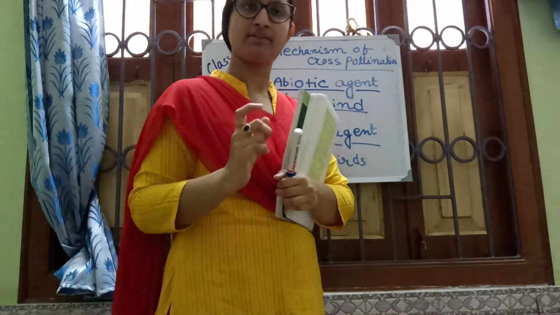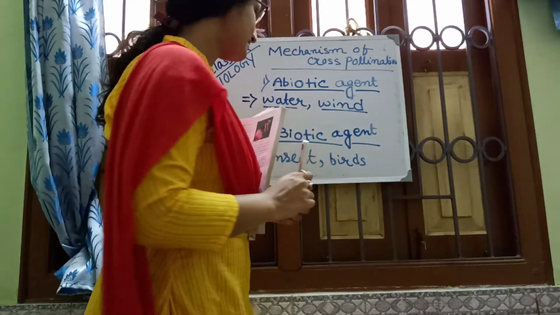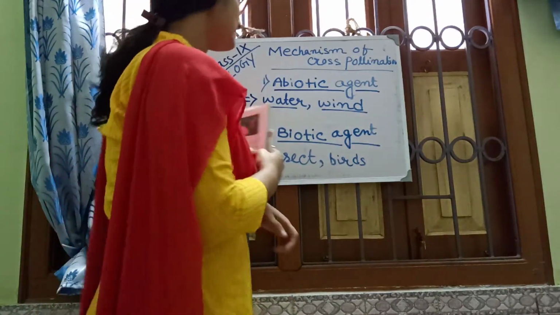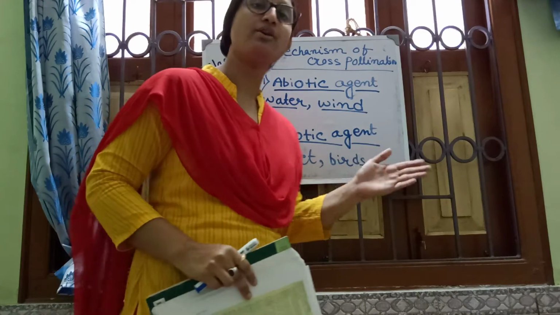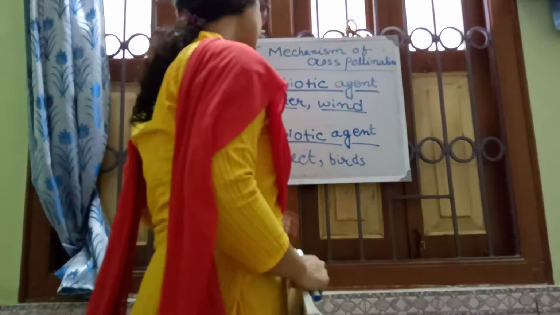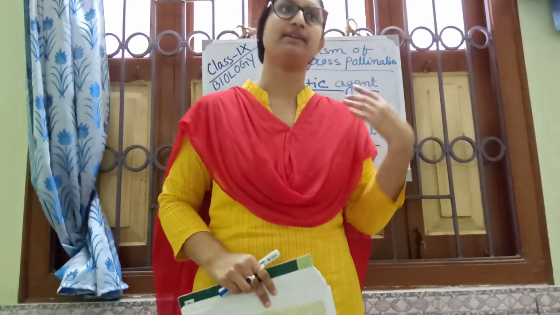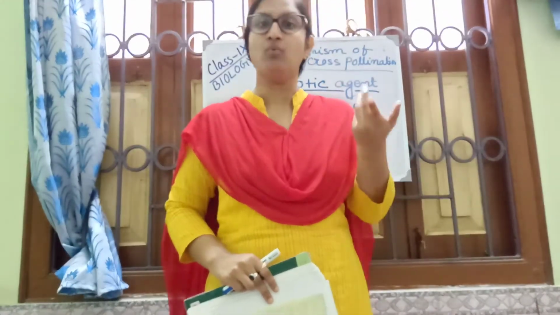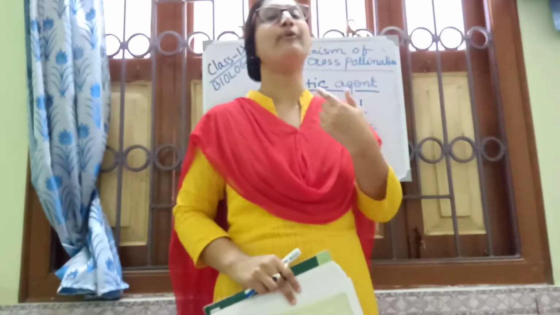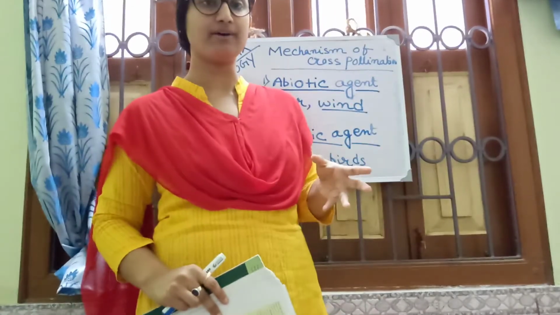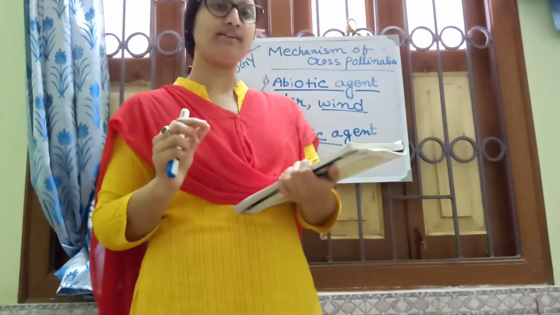Hydro means water. Next, biotic agents. The different types of biotic agents are insects, birds, and also mammals. First, the insects. You see many types of insects in the garden, like butterflies, honeybees, and wasps. They help in pollination. Pollination by insects is called entomophily.